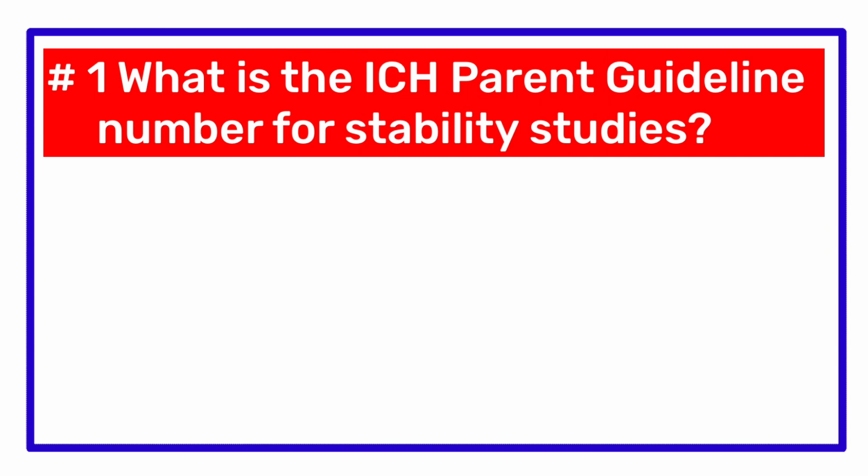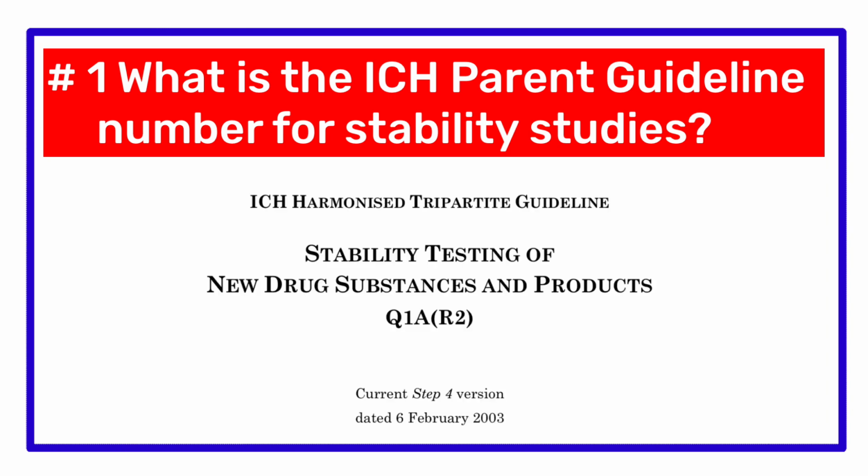Question number 1. What is the ICH Parent Guideline number for the stability studies? So the answer to the question is ICH Q1A(R2). So guys, remember, ICH Q1A(R2) is called the ICH Parent Guideline for the stability studies.